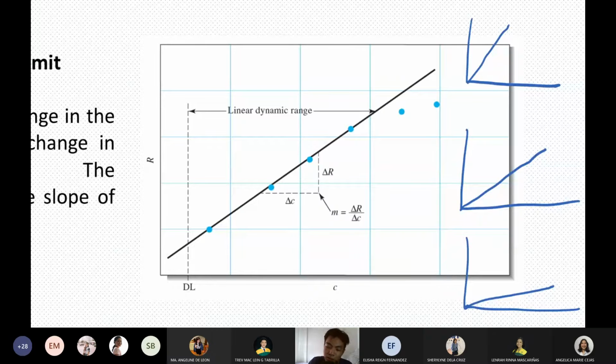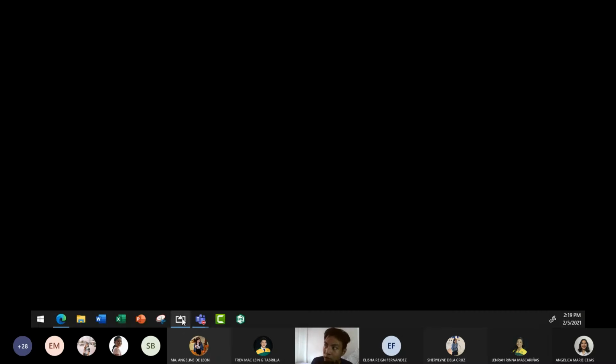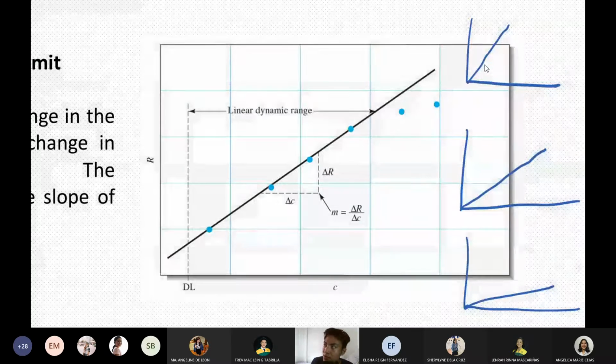Okay, some of the calibration curves are good when they are very steep. Sometimes it's good when it's very steep. However, sometimes not. Sometimes, this is the optimum. This is the best. But this, this is not usually used. Okay?